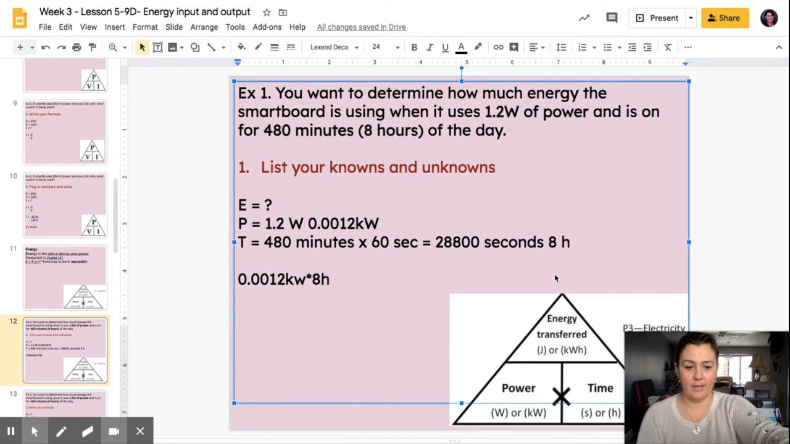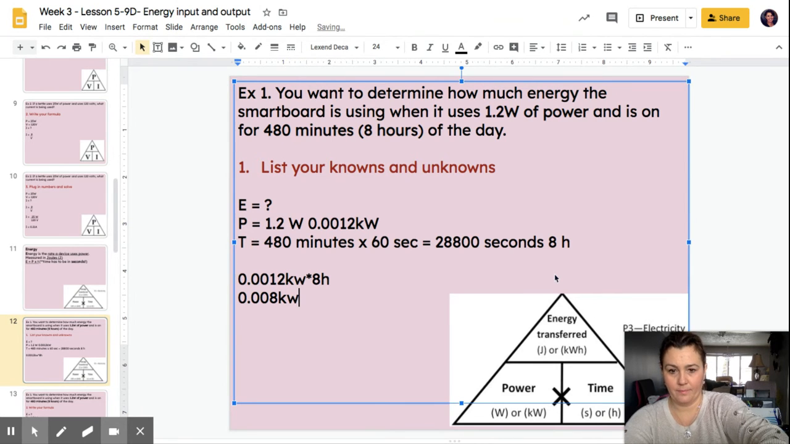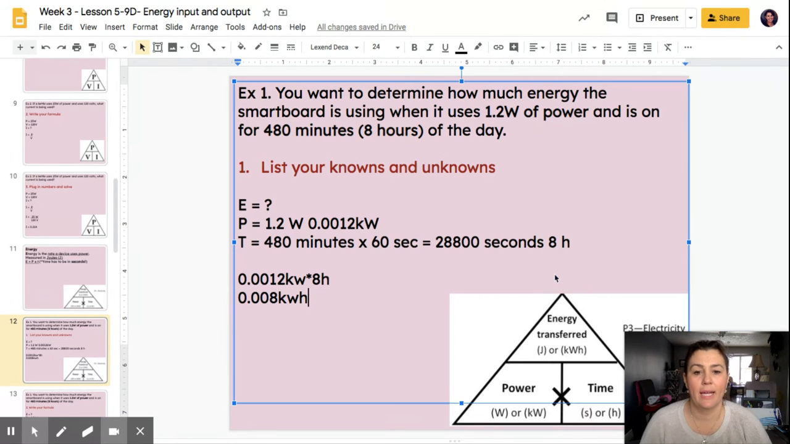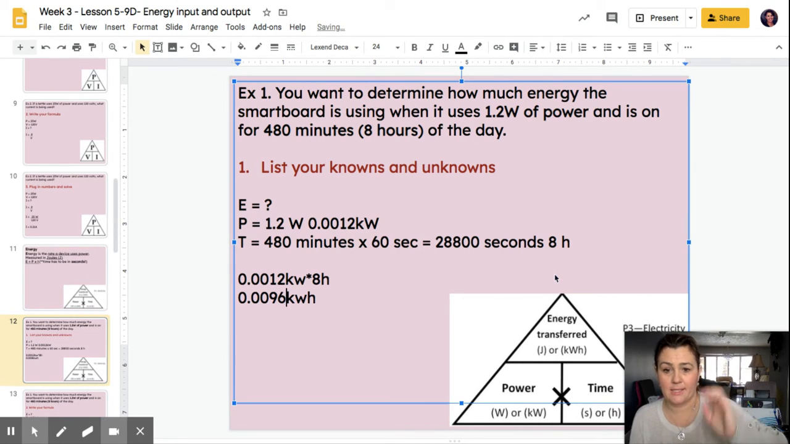I would have gotten 0.008 kilowatt hours. Let's just make sure I did that right. 0.0012 times 8. Oh, I did do it wrong. It's 0.0096 kilowatt hours. Because it's so small, we didn't do that in this question.